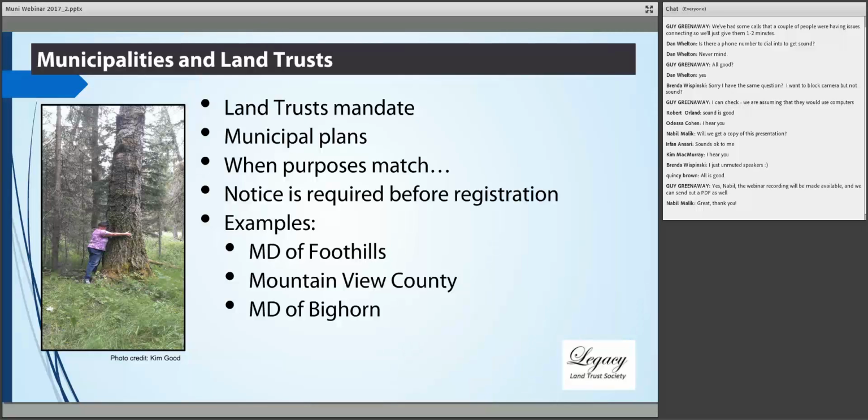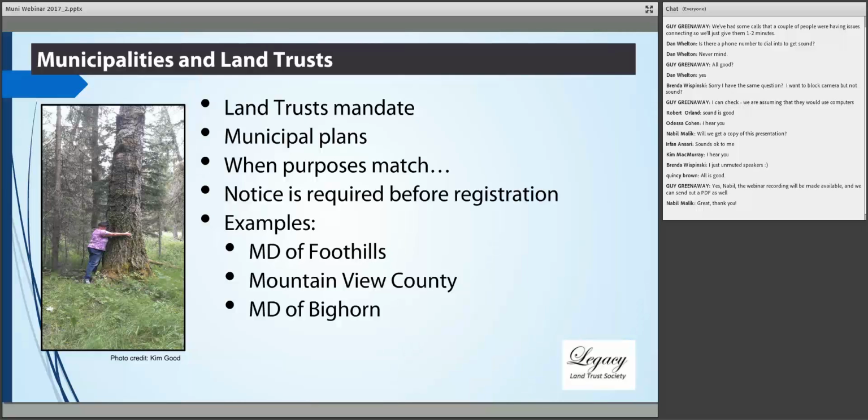And I'll be really honest. When I started working in the land trust world, in the private land conservation world, we didn't pay a whole bunch of attention to what was happening municipally. I think that was a shortcoming on the land trust perspective, because there are often quite a lot of places where the purposes do match. So I do recommend to any land trust that it's always a good idea to have some contacts at the municipality.